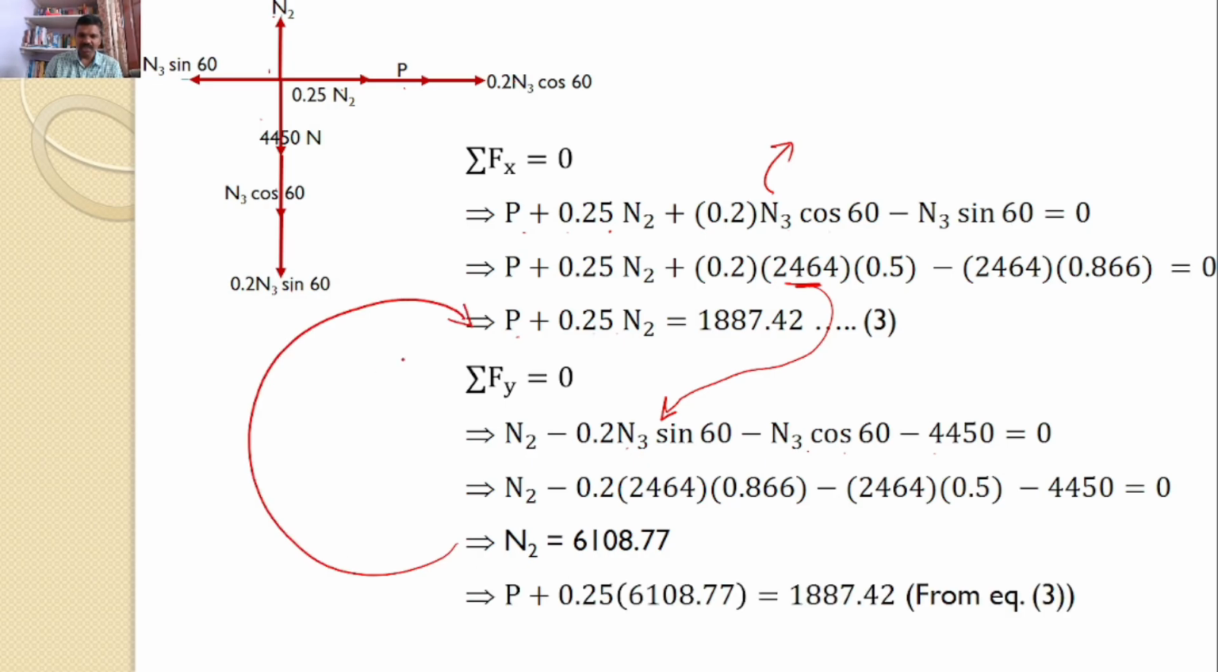After substituting this, you will get P plus 0.25 into 6108.77 is equal to 1887.4. This is from equation 3. Hence, I can find the only unknown, that is the minimum force that is required to maintain the equilibrium, that is 360.22 newtons. It is the answer for the given problem.